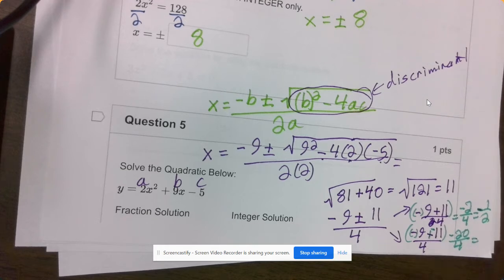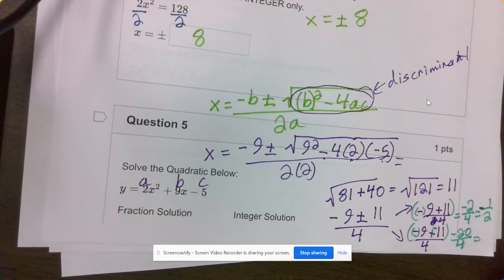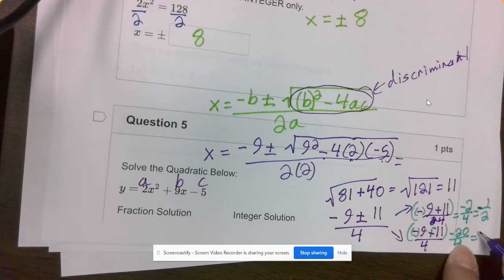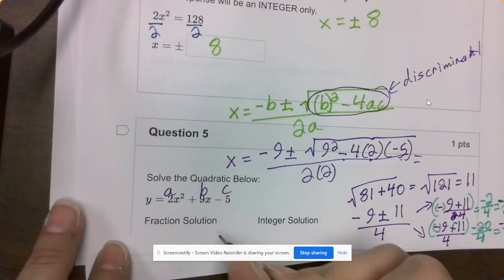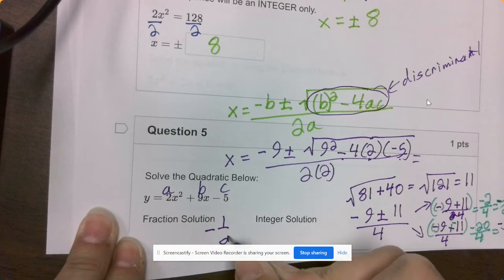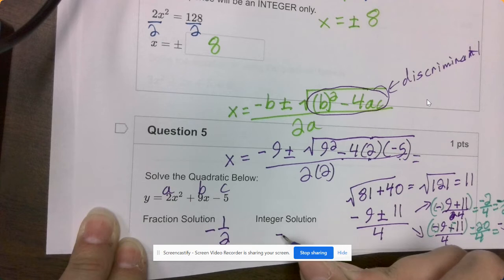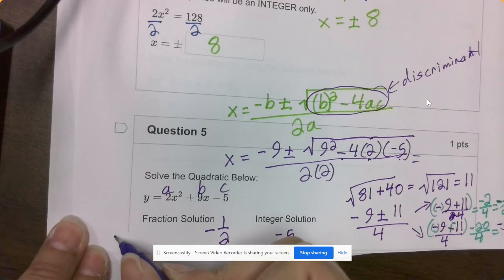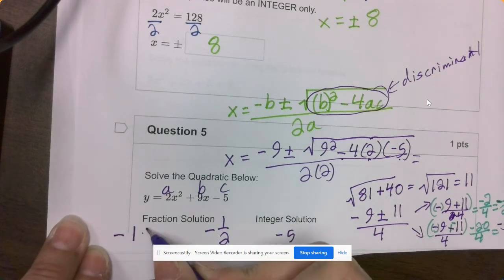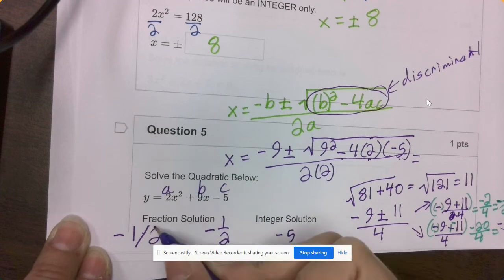Again, everybody can just put this in the calculator. Just make sure you use a negative sign in parentheses for our fraction bars, which is going to equal negative 5. Okay, so our fraction solution, everybody, is going to be negative 1 half. Integer solution is going to be negative 5. For the fraction, everybody, you would put in negative 1, do the slash, and then 2. Okay, that's how you put that one in.